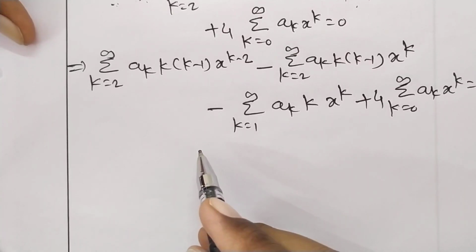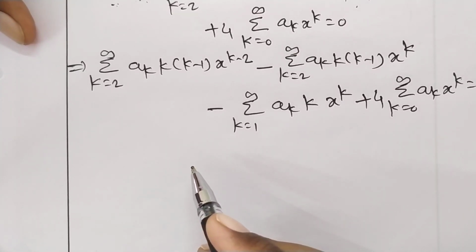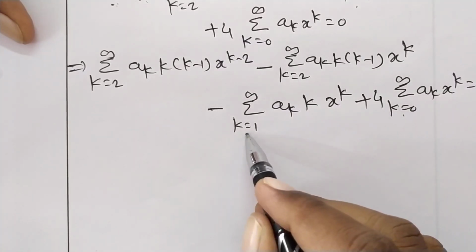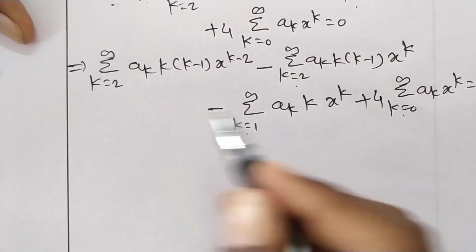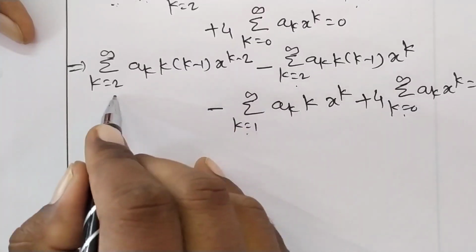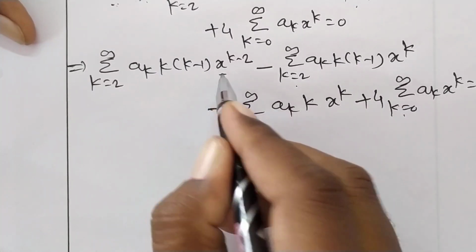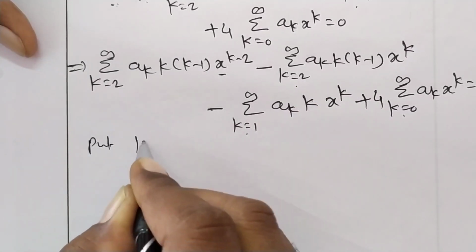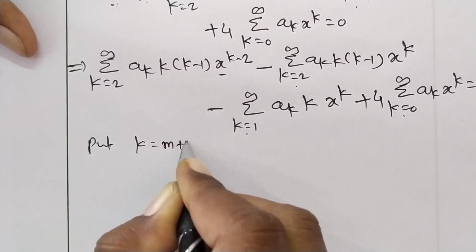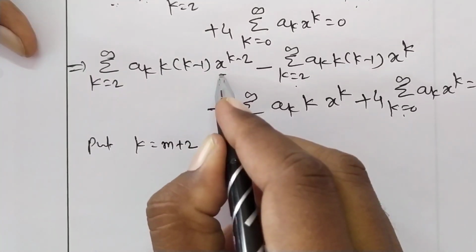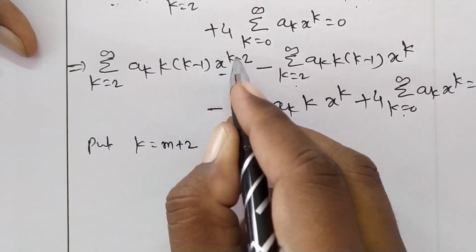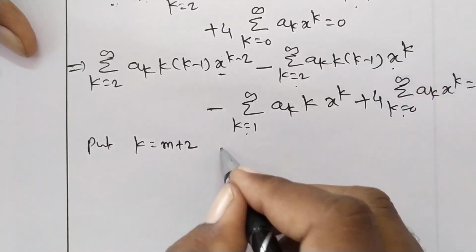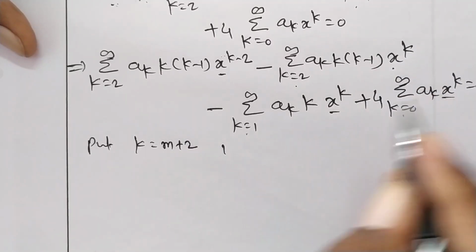Now observe here again, we want x to the power k, and in this series k starts from 0, here k starts from 1, here k starts from 2, here also k starts from 2. So when we get here x to the power k, if we put in the first series k equal to m plus 2, then we will get x to the power m. So m plus 2 minus 2 get cancelled. Here also x to the power k is already present, so here also x to the power k, here also x to the power k.